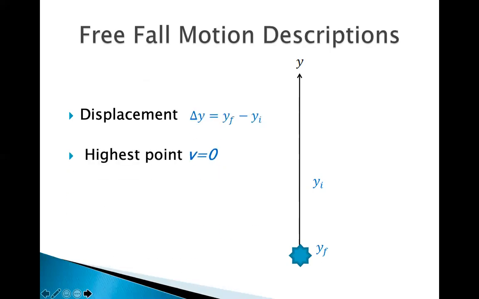Displacement is final position minus initial position. In this case, it's negative because overall the displacement points downwards. The highest point of the motion is when velocity equals 0. Velocity keeps positive, positive, positive until it turns around, becomes negative. In between that point is what we call the highest point. The highest point has a vertical velocity of 0. So these are the characteristics of a free fall motion like this.